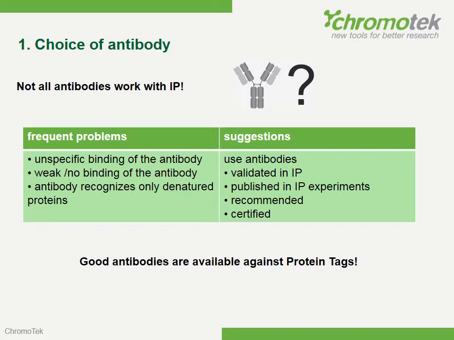To avoid these problems, you can use antibodies that are validated in IP, antibodies which are published in IP experiments, which are recommended, or which are certified. But if no good antibodies are available against your protein of interest, think about fusing your protein to a protein tag. Good antibodies are available against protein tags like HA, Myc, FLAG, or GFP.